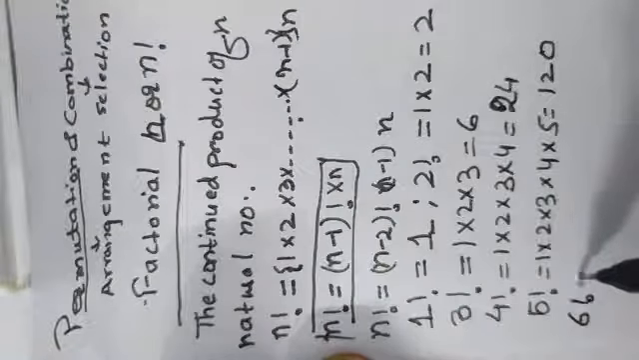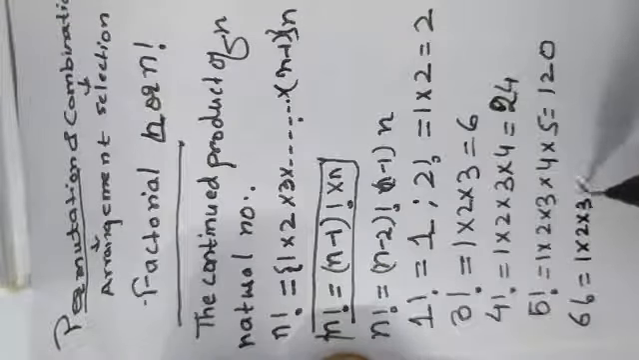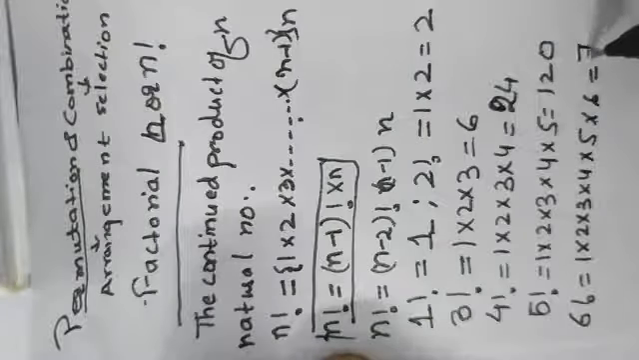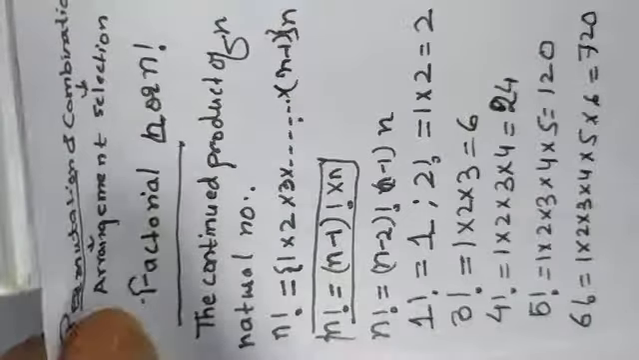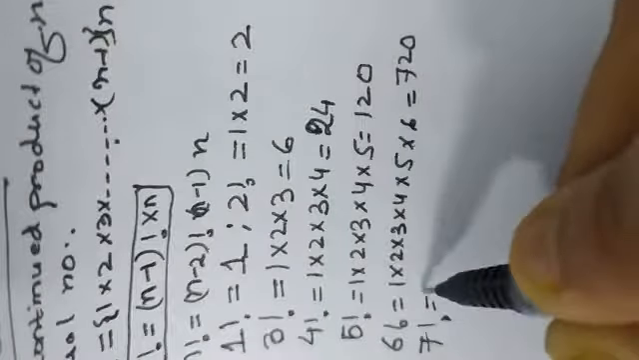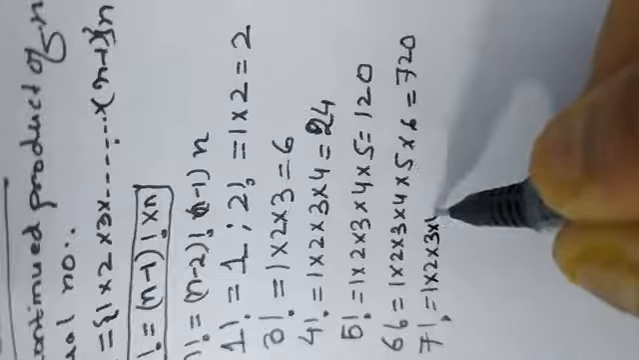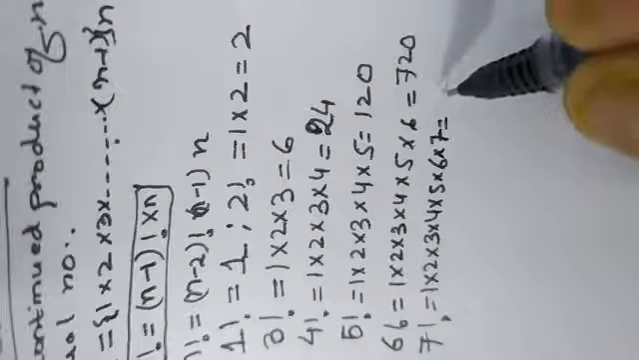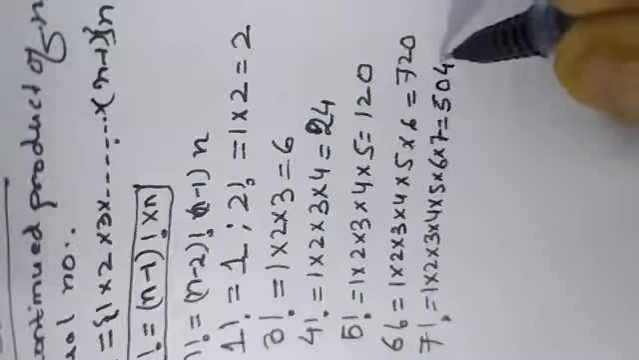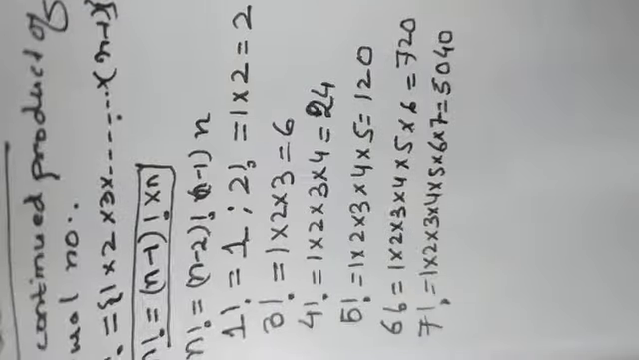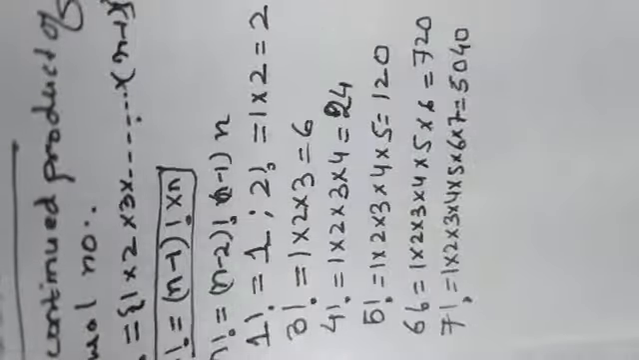Similarly, 6 factorial you will get 1 into 2 into 3 into 4 into 5 into 6, that is equal to 720. Similarly, if I write 7 factorial, then it is 1 into 2 into 3 into 4 into 5 into 6 into 7, that is equal to 5040. Okay. Now, I told you, beta, that this relation is very, very important.